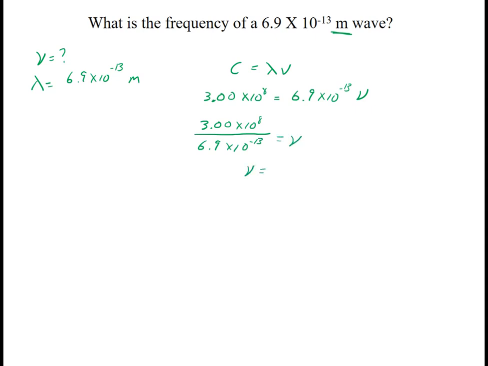So nu ends up being 4.35 times 10 to the minus 20th hertz. It could also be written as 4.35 times 10 to the minus 20th per second. Or again, one more time, 4.35 times 10 to the minus 20th seconds to the minus 1. So basically, all three of these units are valid units for hertz.